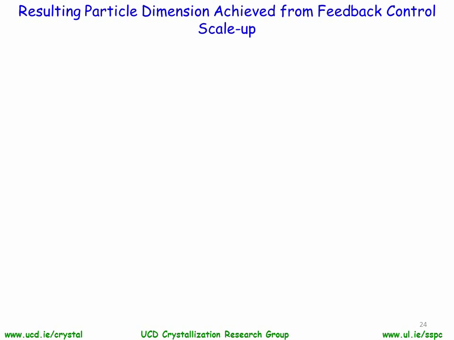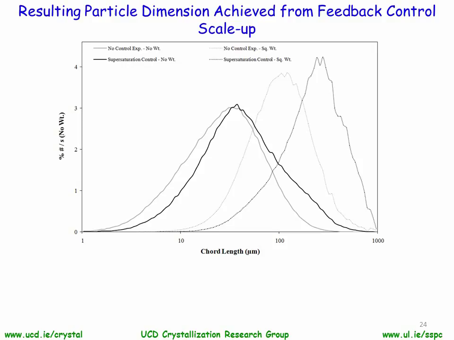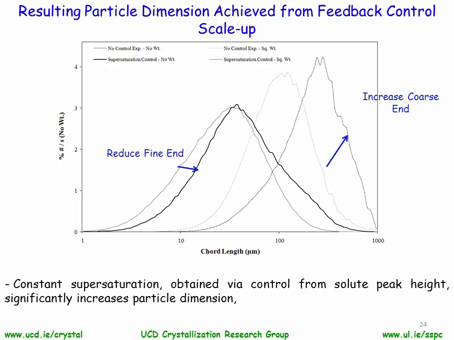Now looking at complementing our supersaturation information with FBRM, we can see we substantially reduce the fine end of the chord length distribution and increase the coarse end. So we have dramatically increased the particle size or particle dimension. Again, this would probably be shown experimentally by the better product flowability for this system when we controlled supersaturation. So it's a real positive attribute of doing feedback control, as we can essentially control particle dimension on scale.